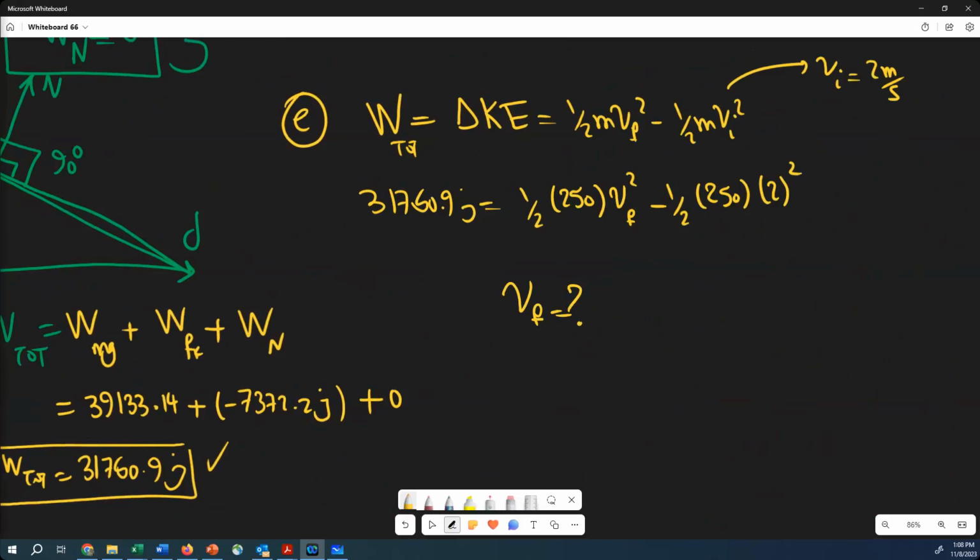So squared is equal to 32,260.9 joules. Divided by 125 is 260.9 divided by 125. It's 258.8. So this is going to be 125, yes, times 4, which is going to be how much? So square root of that answer, 16.07.